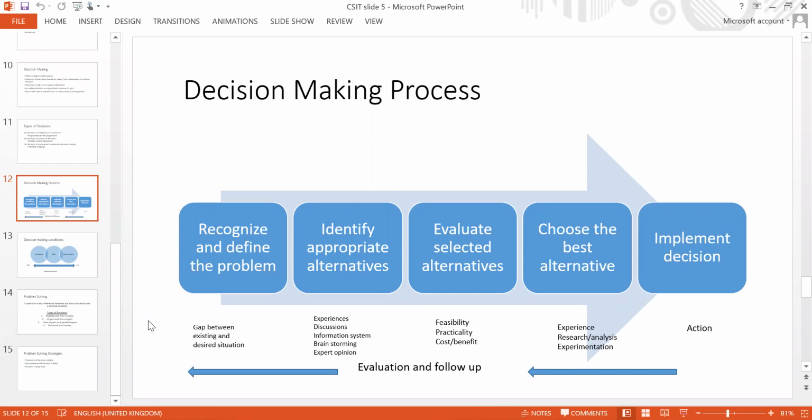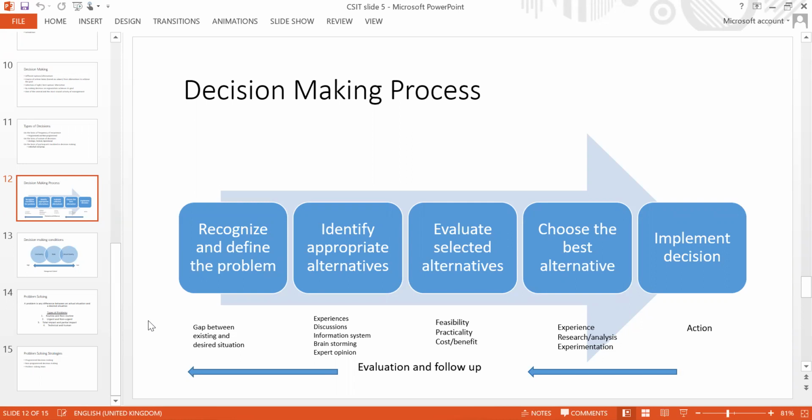Once you have all those possible alternatives, then you do the evaluation of those alternatives. Do the analysis, evaluate which of those options are possible, which are not possible, which are very costly, and which are economically good.